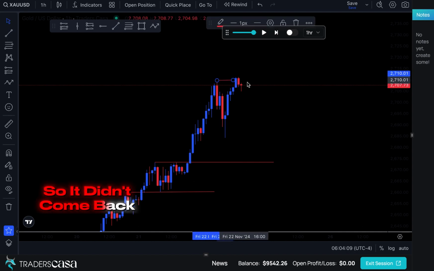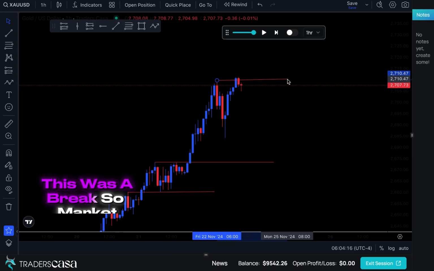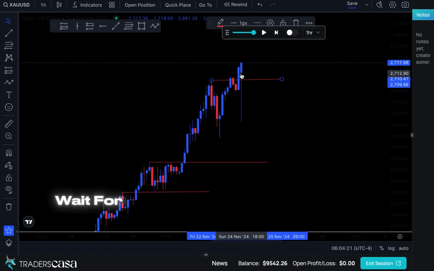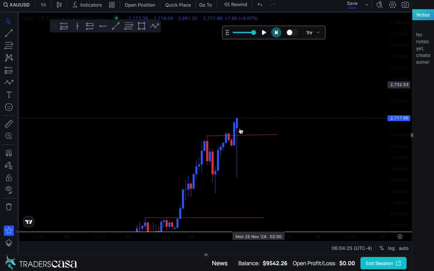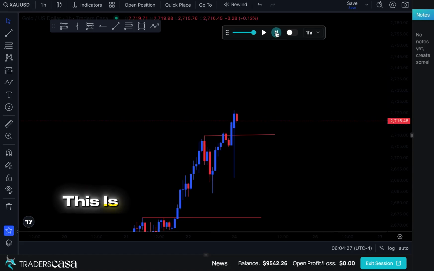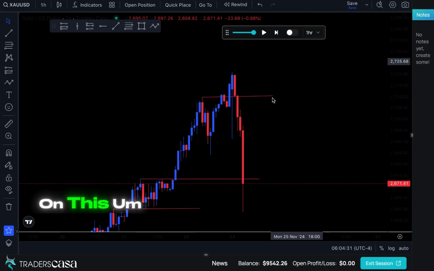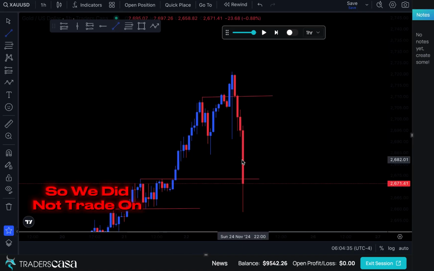So it didn't come back, but let's see if this was a break. Yeah, this was a break. So market has broken above this high, and then we are going to wait for market to close above to look for buy opportunities. Okay, and this is during this 18 o'clock. We do not trade on this time. We trade from London session, so we do not trade on that time.